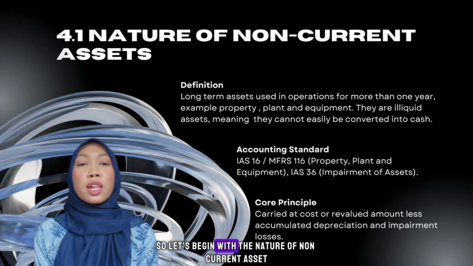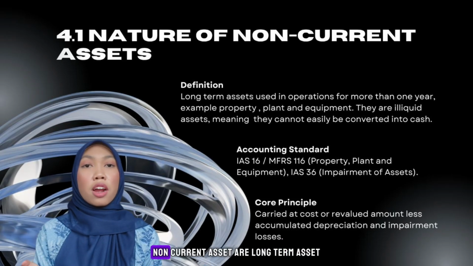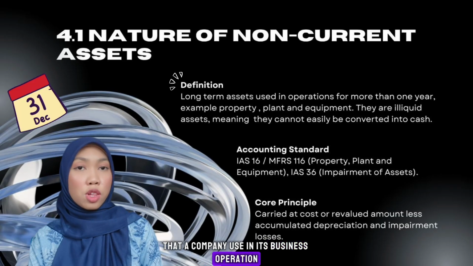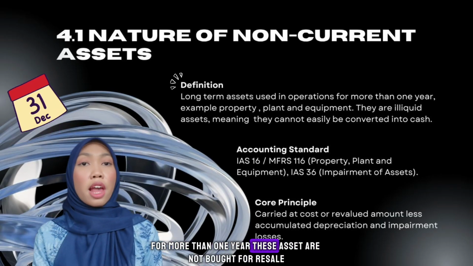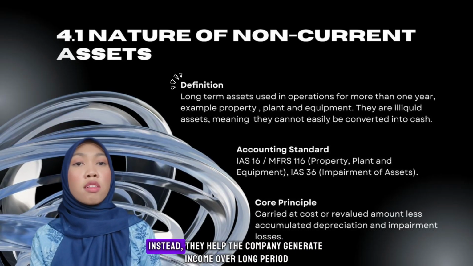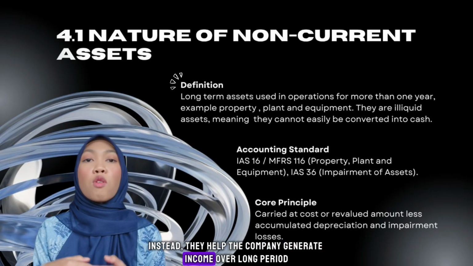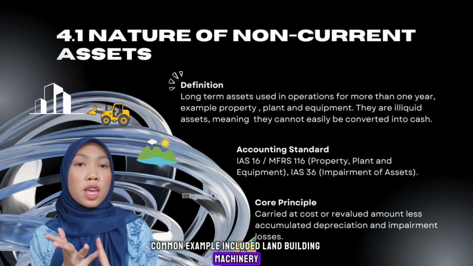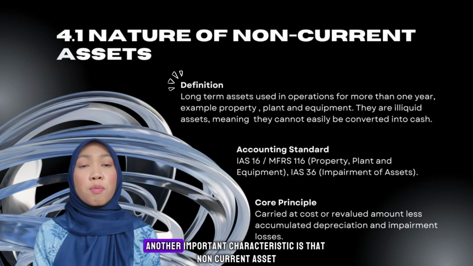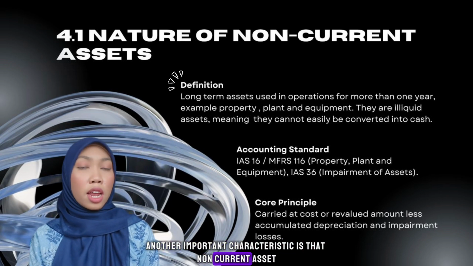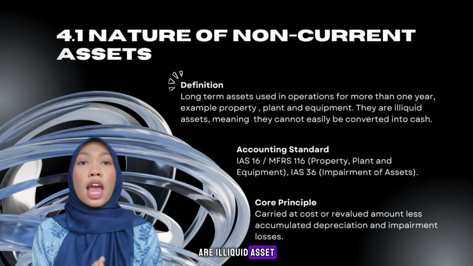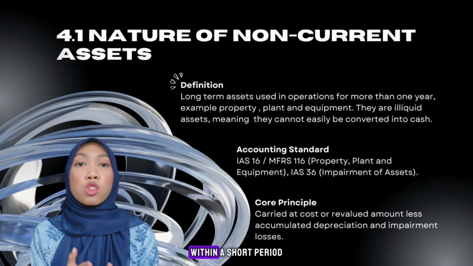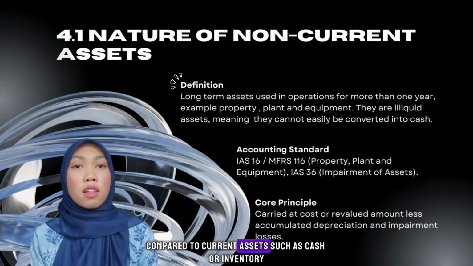So, let's begin with the nature of non-current asset. Non-current assets are long-term assets that a company uses in its business operation for more than 1 year. These assets are not bought for resale. Instead, they help the company generate income over a long period. Common examples include land, building, machinery, vehicle, and office equipment. Another important characteristic is that non-current assets are illiquid assets. This means they cannot be easily converted into cash within a short period compared to current assets such as cash or inventory.